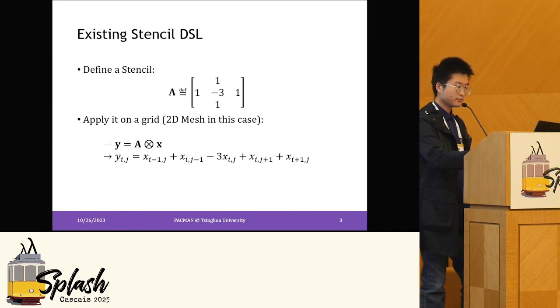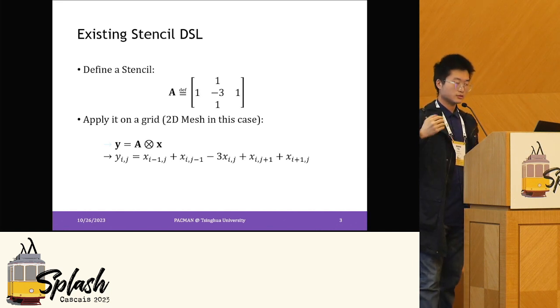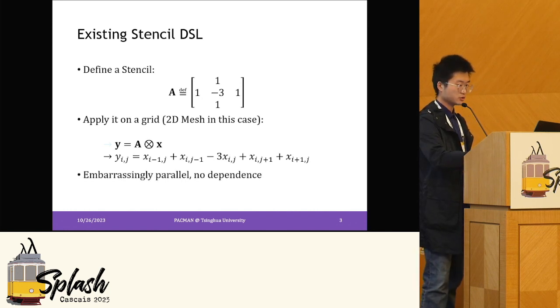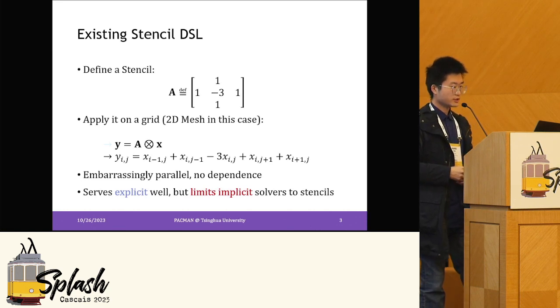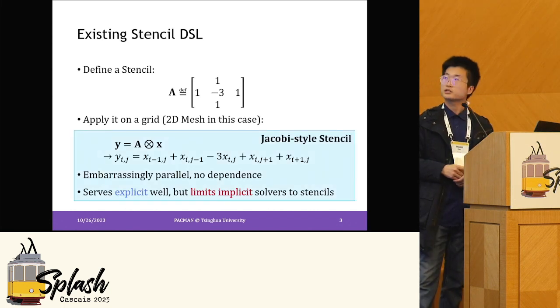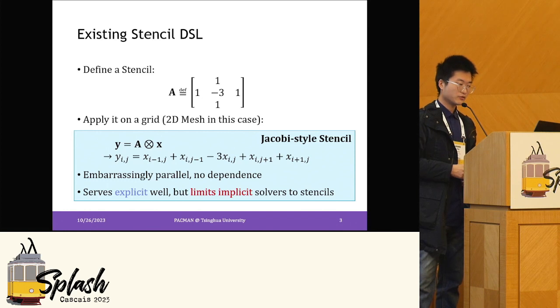By applying those stencil operators, written down stencil DSL programs can compute the result grid in an embarrassingly parallel way and encourage no spatial dependence. Those computations serve explicit solvers well, but not the implicit ones. We denote such computation as Jacobi-style stencil, following the Jacobi iteration algorithm.